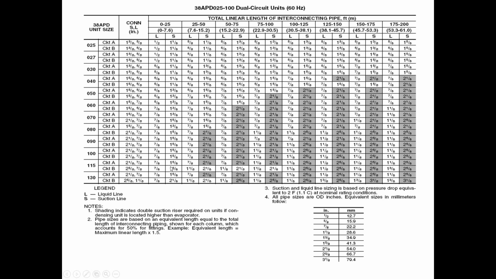Okay, so it's all about velocity. When we start losing our velocity due to longer piping, we lose our velocity due to unloading capabilities. That's where double suction risers come into play in the vertical sections. Again, if the condensing unit is above the evaporator. If the evaporator is above the condensing unit, we never need double suction risers. Okay.